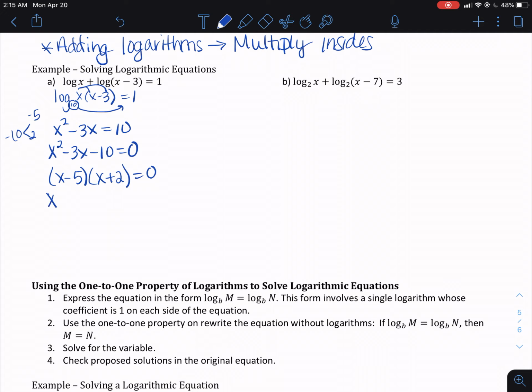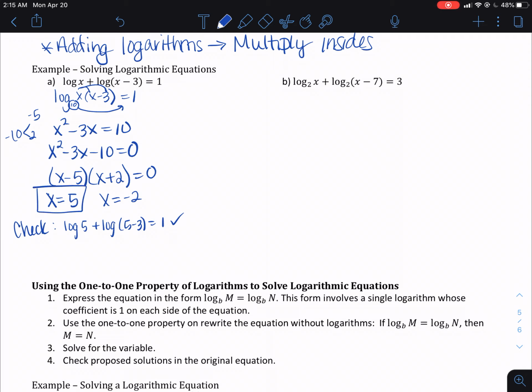So let's see here. If x minus 5 equals 0, x equals 5. And if x plus 2 equals 0, x equals negative 2. And then careful to make sure you check. So for our first one, we would have log of 5 plus log of 5 minus 3 equals 1. And 5 minus 3 is 2, which is positive, so that's good.